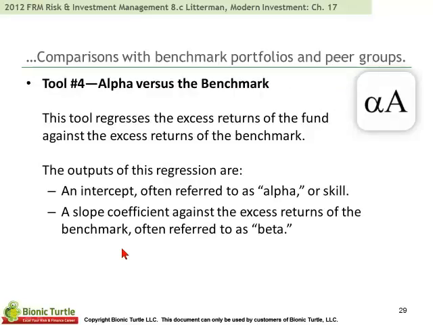And then tool 4, alpha versus the benchmark. So this is the regression of excess returns of the fund against the excess returns of the benchmark. Notice this term excess here. That refers to returns above the risk-free rate. So typically, we want to regress against the betas or the sensitivities to the common factors, or excess returns. That little term there, excess, can be significant in practice.